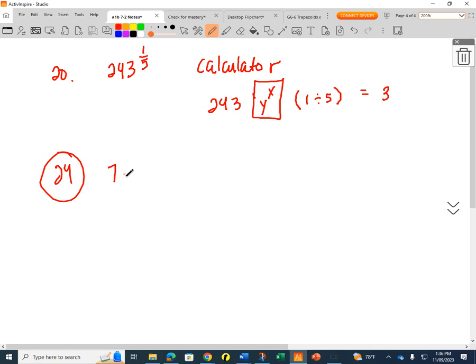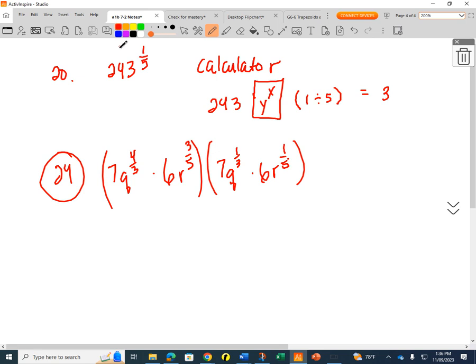So 7q raised to the 4/3 power times 6r to the 3/5 power, times q to the 1/3 power times 6r to the 1/5 power. So let's rearrange it and put all the numbers together. 7 times 6 times 7 times 6.